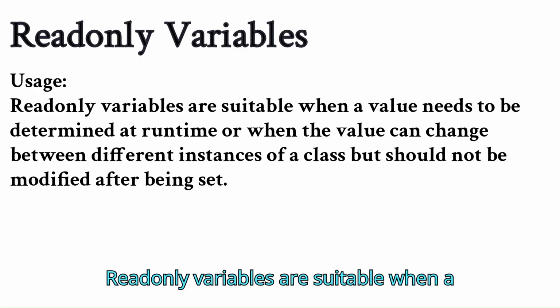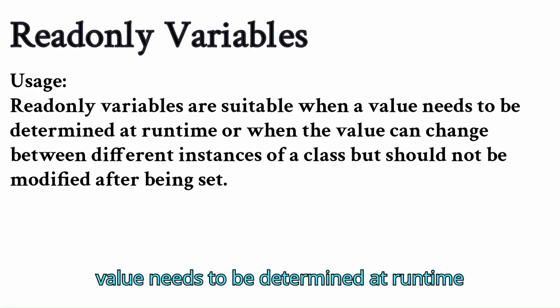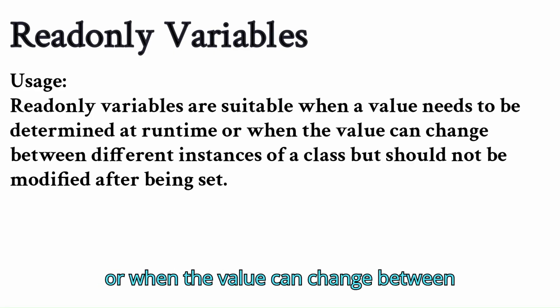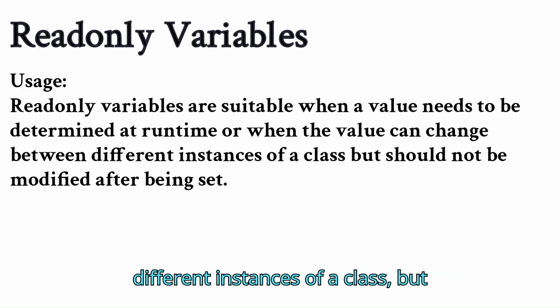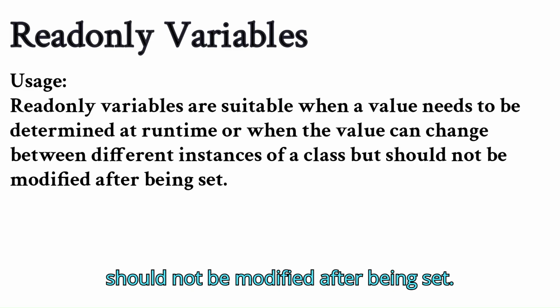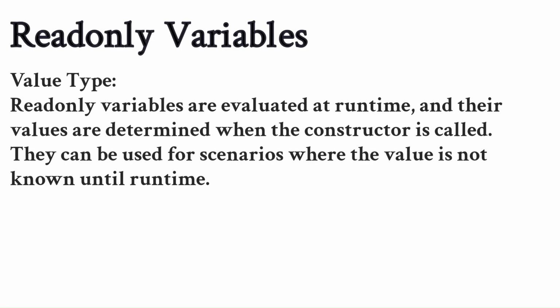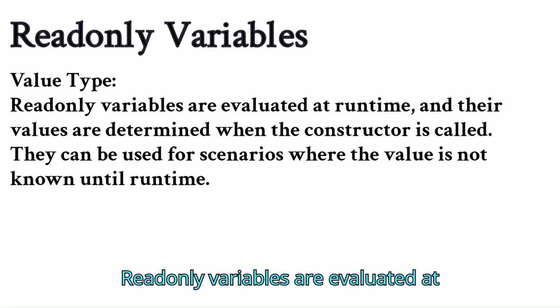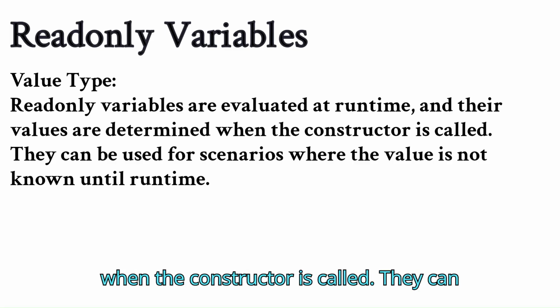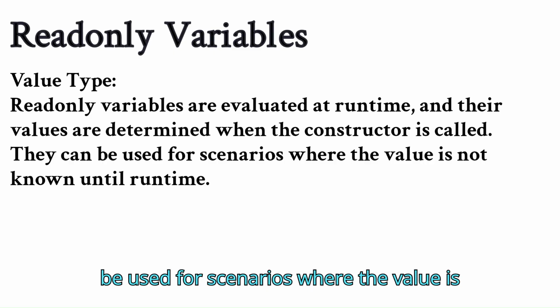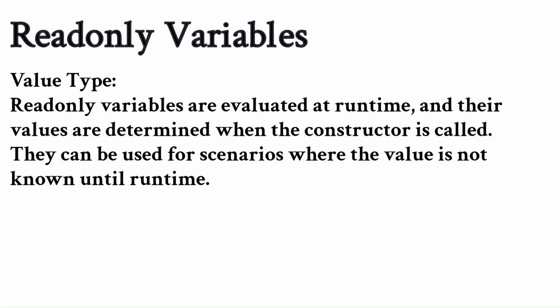Usage. Read-only variables are suitable when a value needs to be determined at runtime or when the value can change between different instances of a class but should not be modified after being set. Value type. Read-only variables are evaluated at runtime, and their values are determined when the constructor is called. They can be used for scenarios where the value is not known until runtime.